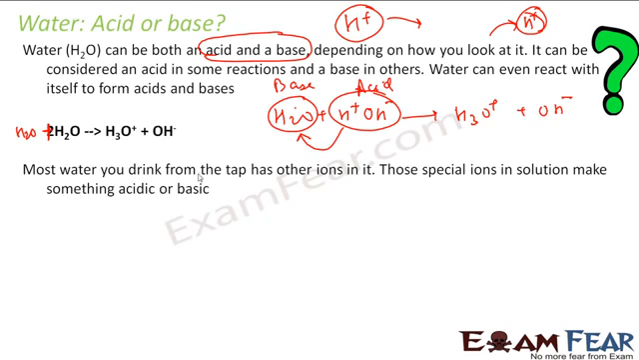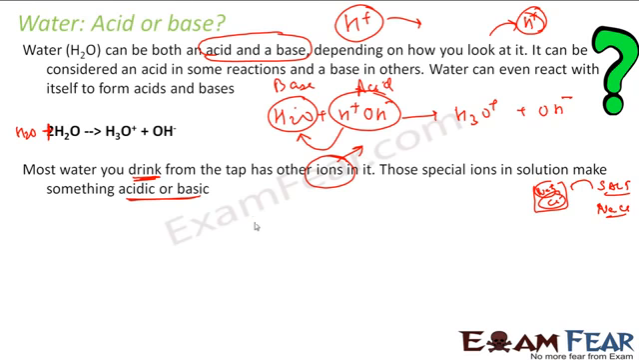Now if you see the water we drink, the drinking water I'm talking about, it has ions in it. And these ions also make it acidic or basic. For example, in water you put salt, common salt, that is NaCl. NaCl will become Na+ and Cl- ions, right? So this is Na+ and Cl- ions.